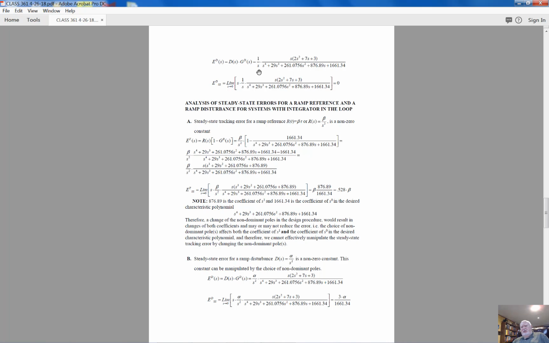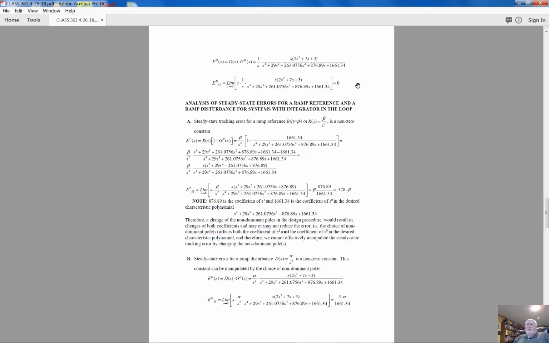1 over S is the step disturbance. I can imagine this S and this S will be cancelled. Okay, but this is the steady state error, so I have exactly this expression. This S and this S are cancelled, but the S that belongs to the final value theorem stays there, goes nowhere, it stays, and when it approaches 0, the entire error becomes equal to 0.